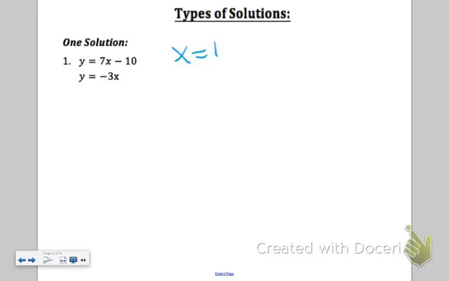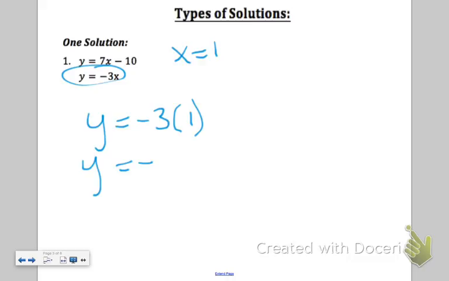The second equation requires fewer steps, so let's go on ahead and substitute positive 1 into the second equation. Negative 3 times positive 1 gives us a negative 3, so the solution for this first example is at the point 1, negative 3.